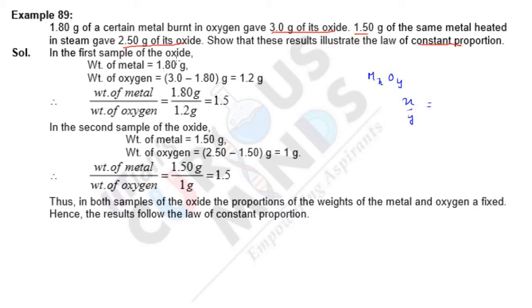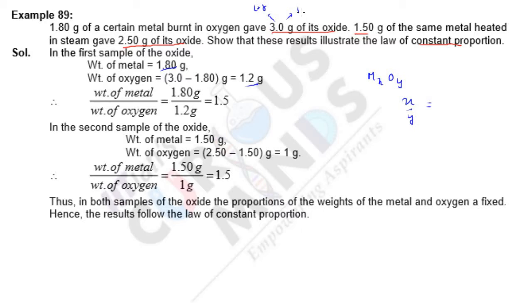So weight of metal is 1.8 grams. Weight of oxygen is nothing but 3 minus 1.8, right? Because 3 gram of oxide was formed and 1.8 gram is metal. So we assume that the entire metal is burned, right? So 1.8 grams is burned to give 3 grams. So basically what is 1.2 grams? Oxygen. So out of this 3 gram, 1.8 is metal and 1.2 is oxygen.